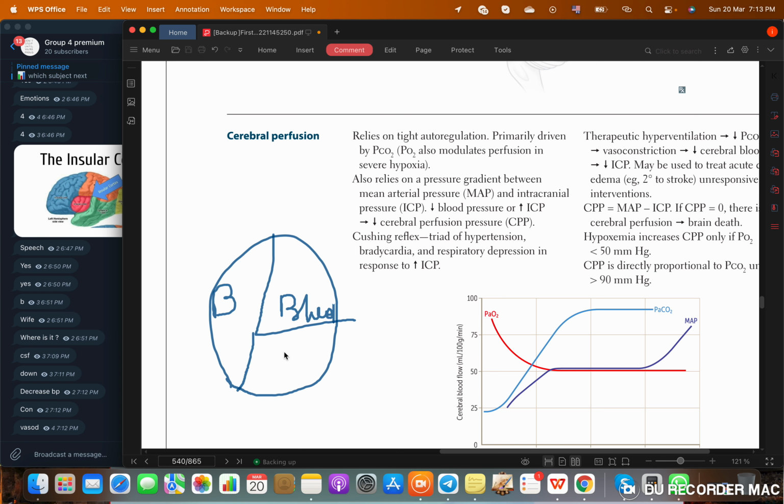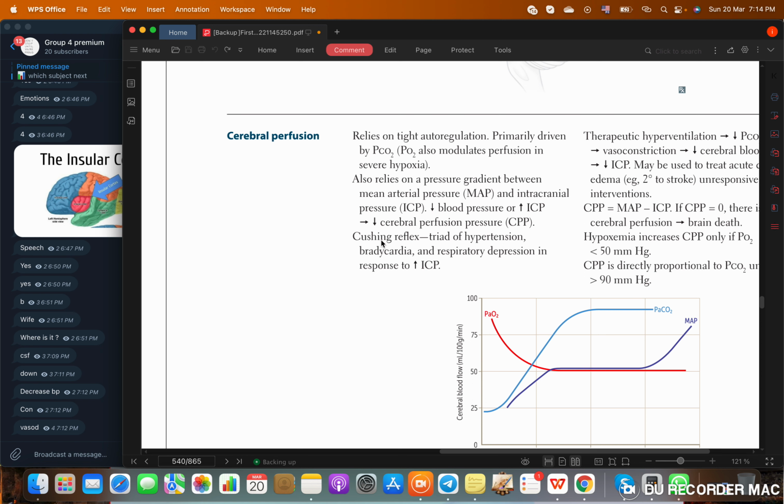So blood, brain, CSF. They write here, in cases of increased intracranial pressure inside of the brain, the pressure here is increasing. So all of these guys, what will happen to them? They will be compressed. If you compress them, what will you also compress? The blood vessels. So that will decrease the cerebral perfusion. So an increase in intracranial pressure will decrease the amount of blood going to the brain.